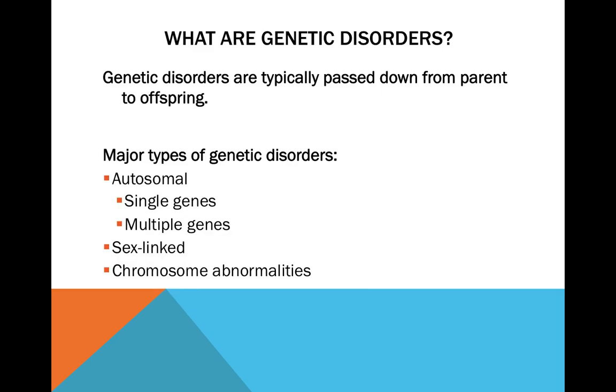So, a genetic disorder. We know how genetics works, and genetics or traits are normally passed down from parent to offspring. In genetic disorders, we have different types of diseases or complications that are passed from parent to offspring. There are different ways that genetic disorders are passed down. Some are autosomal, which usually requires either one single gene or multiple genes. We have sex linked genes that can be passed down, and chromosome abnormalities. We're about to get into each and every one of these.